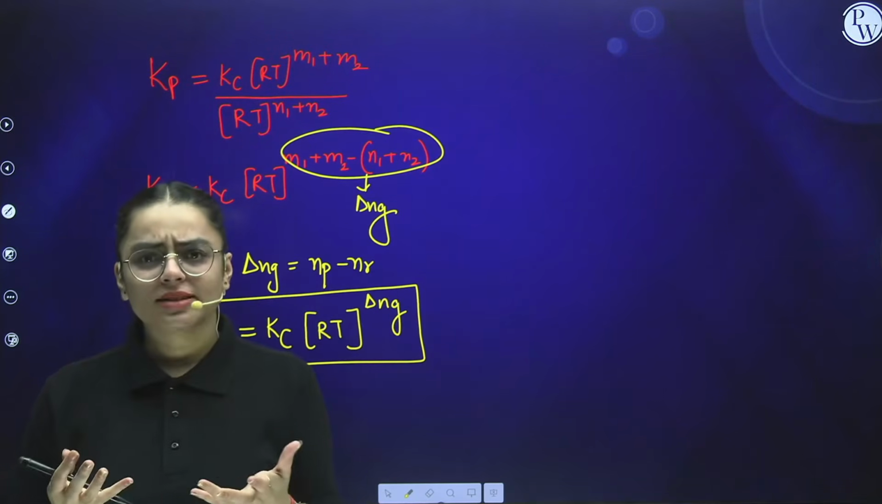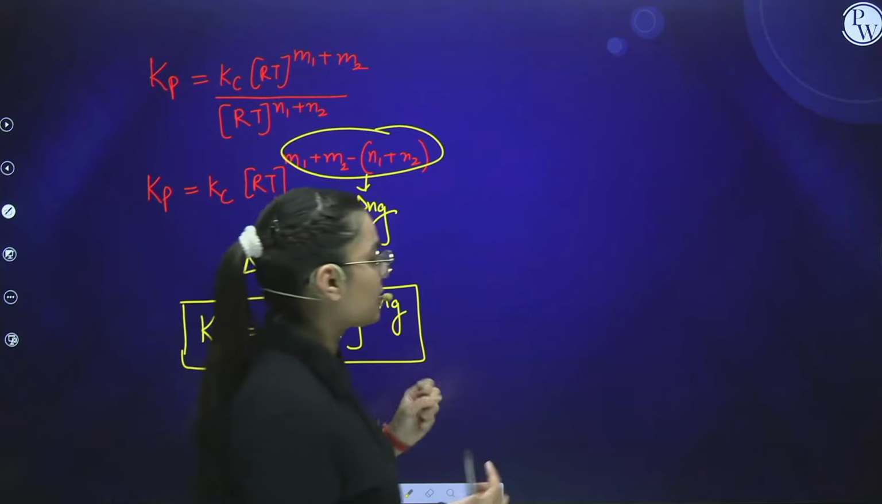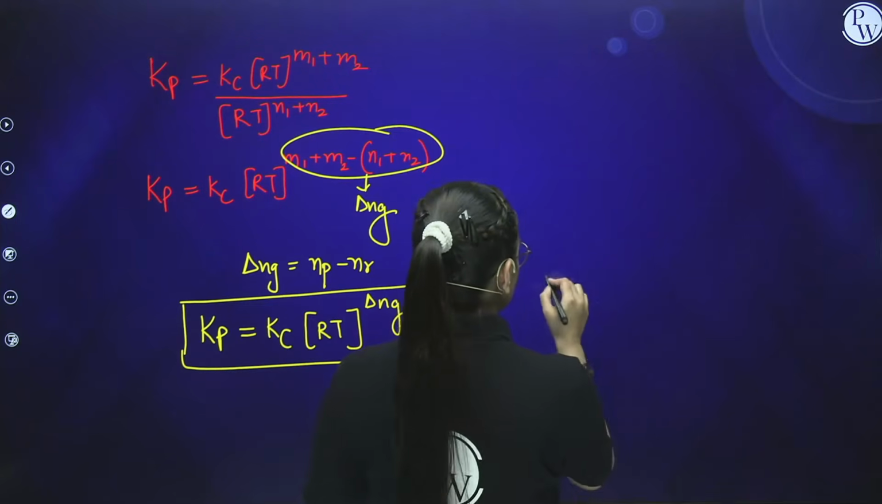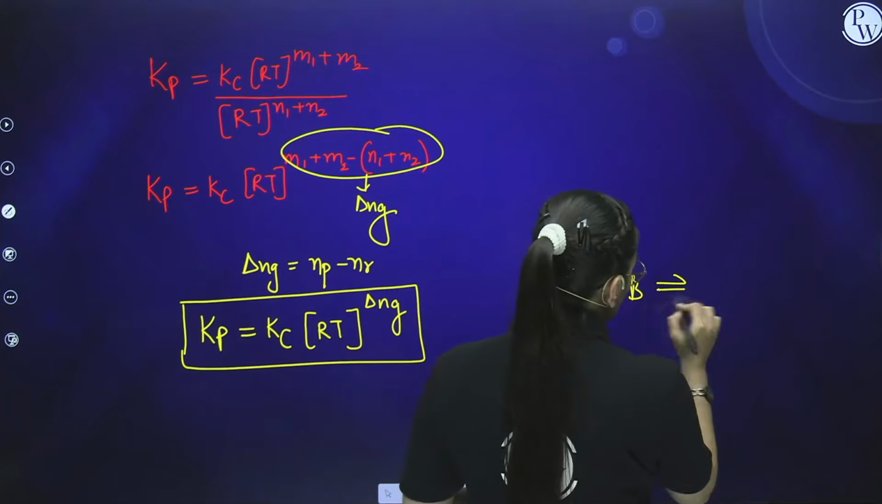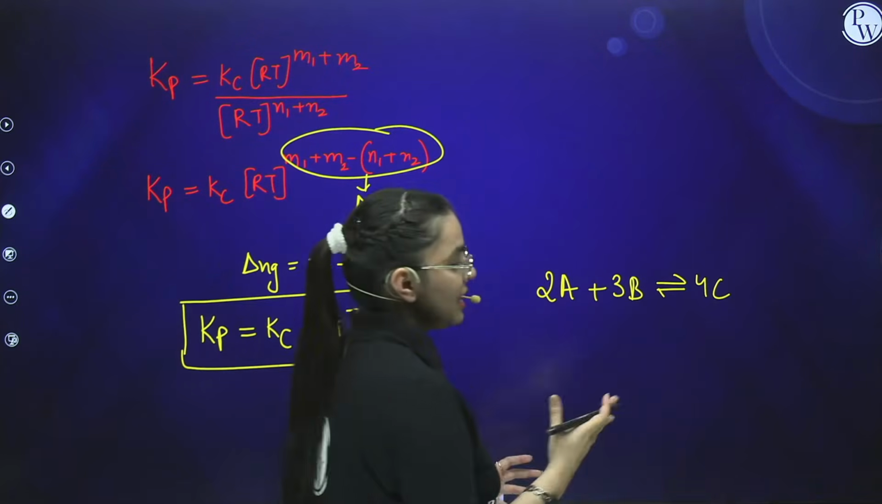Now let us take one example and move forward towards the next segment. If I talk about a general reaction, for example, 2A plus 3B gives 4C. Now what is delta Ng over here?